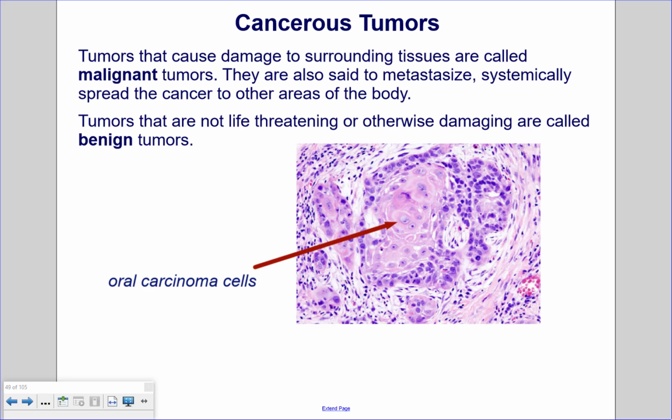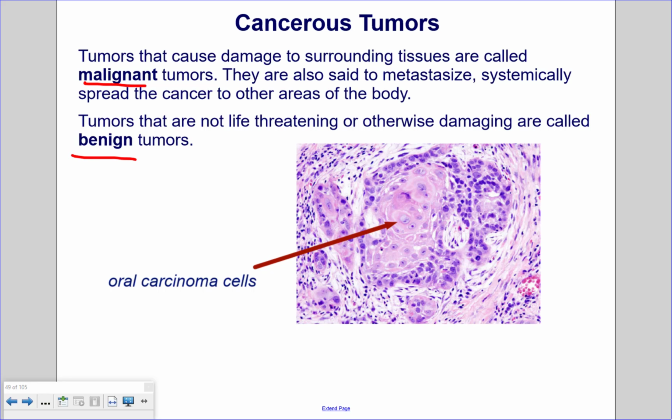Cancerous tumors. Tumors that cause damage to surrounding tissues are called malignant tumors. They are also said to metastasize, systematically spread the cancer to other areas of the body, usually by way of the bloodstream. Tumors that are not life-threatening or otherwise damaging are called benign tumors.